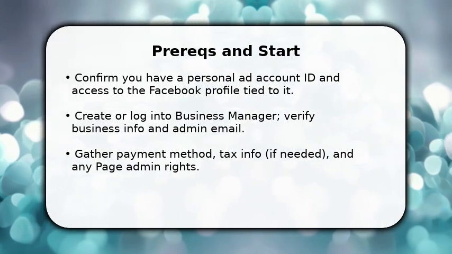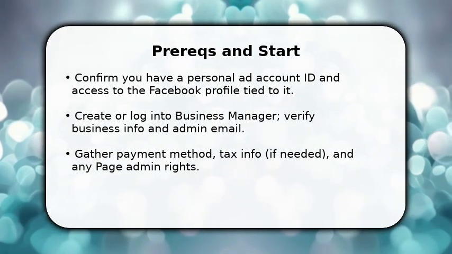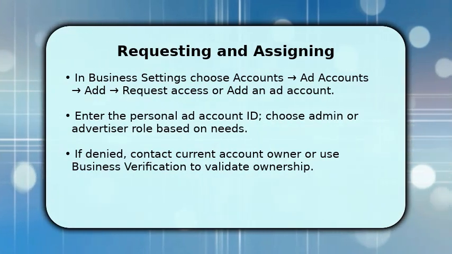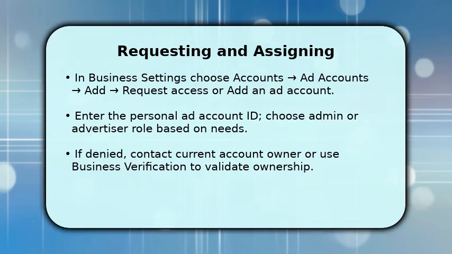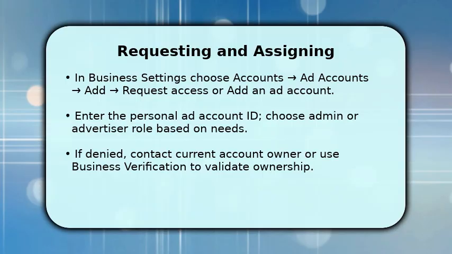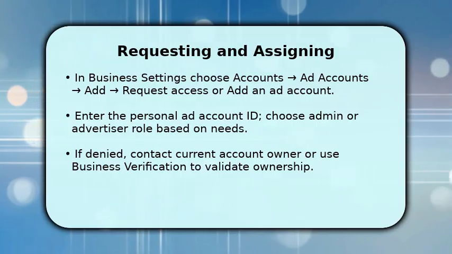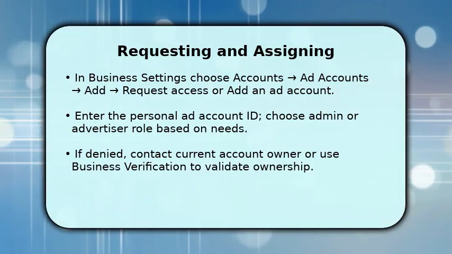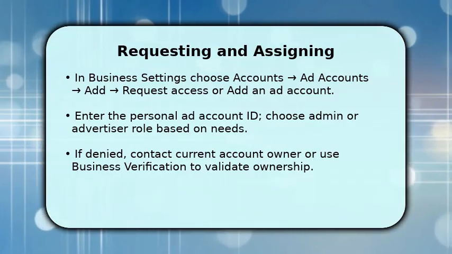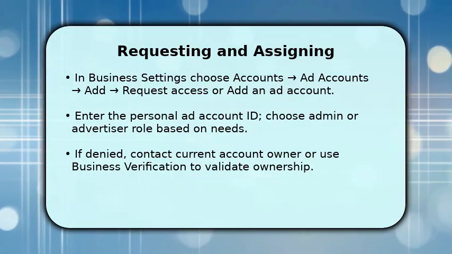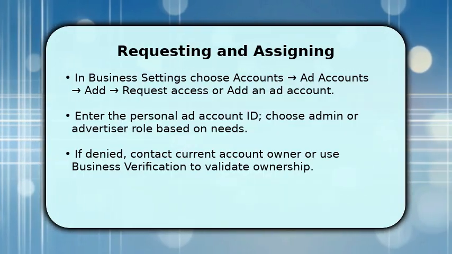You now request the ad account inside Business Manager. Go to Accounts, Ad Accounts, and choose Add, then request access or claim. Enter the personal ad account ID and select the role to assign. Admin gives full control. Advertiser limits billing access. After submitting, monitor the original personal account for the approval prompt. If you manage both profiles, approve immediately. If approval is required from another person, follow up quickly.